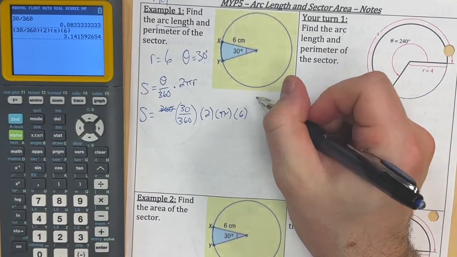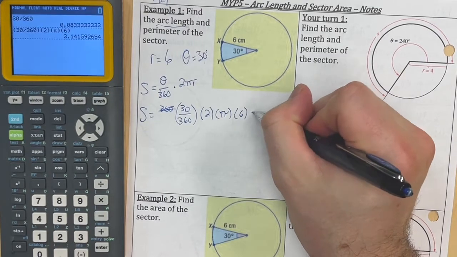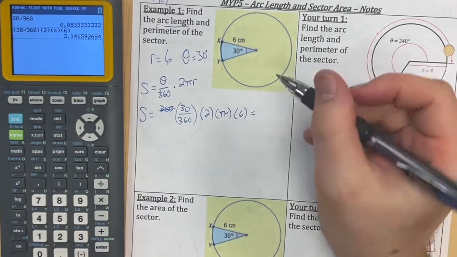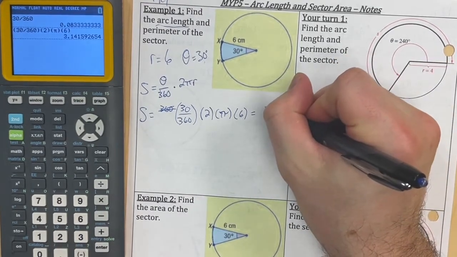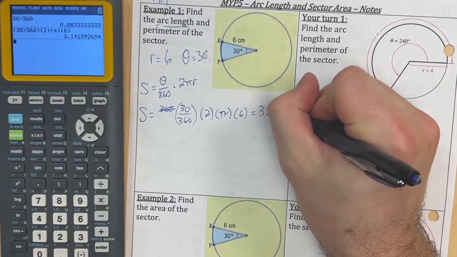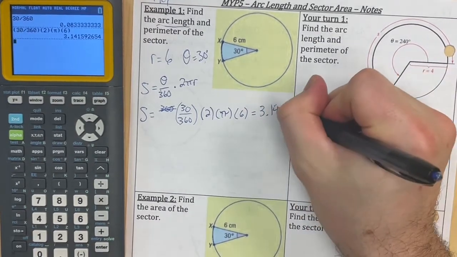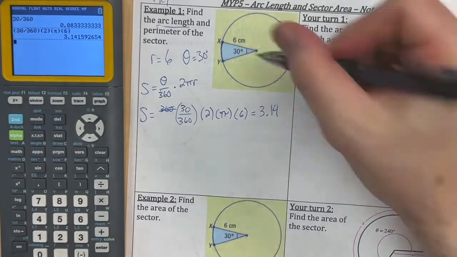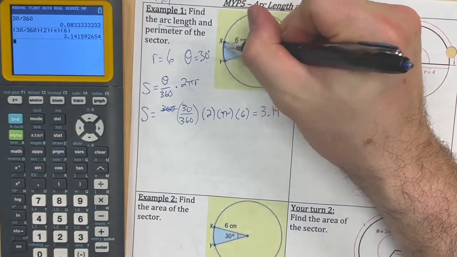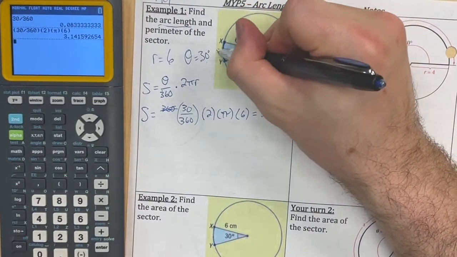So that's going to be about 3.14. We found that amount from X to Y, that curved amount S.